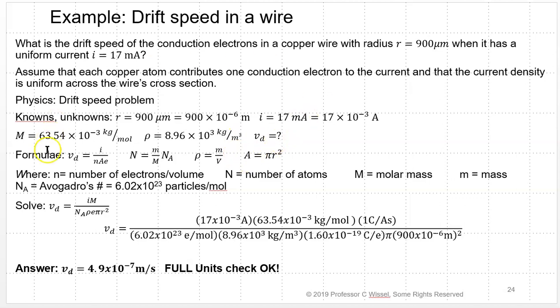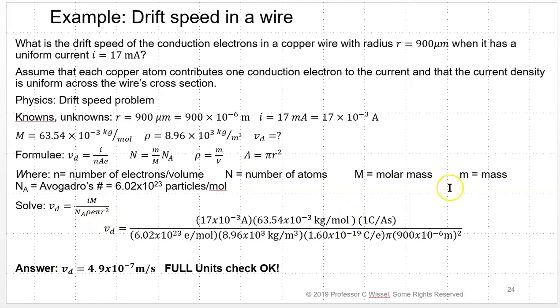The formula is drift speed is current divided by n times A times e. So that would be n, which is little n, equals little m over big M times N_A, and rho equals m over V, and A equals pi r squared. Little n is the number of electrons per volume, big N is the number of atoms, big M is the molar mass, little m is the mass, and N_A is Avogadro's number, which is 6.02 times 10 to the 23 particles per mole. We can solve this for v_d. v_d is I times big M divided by N_A rho e pi r squared.